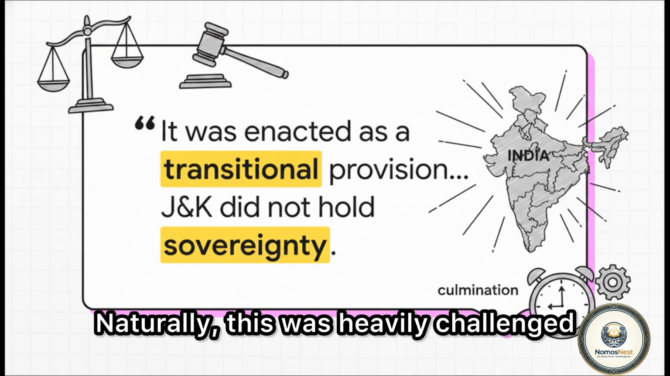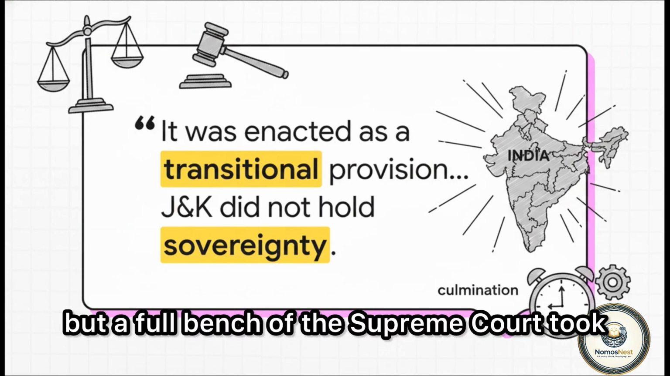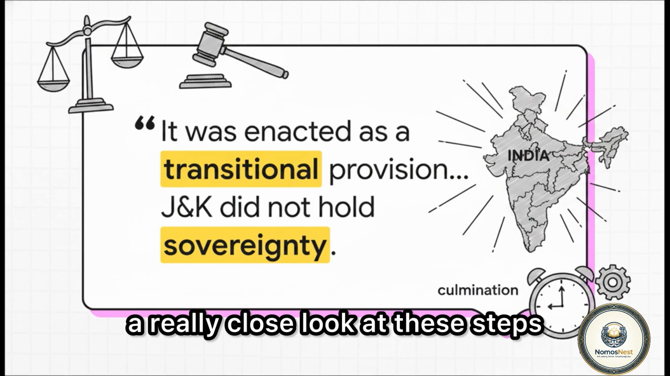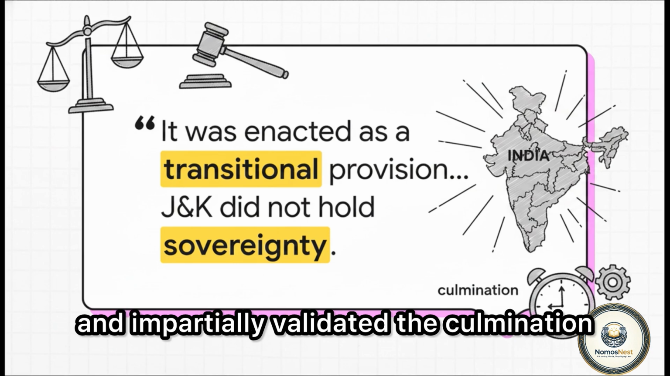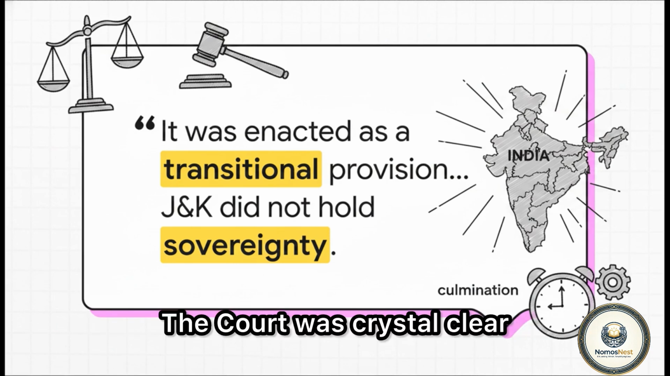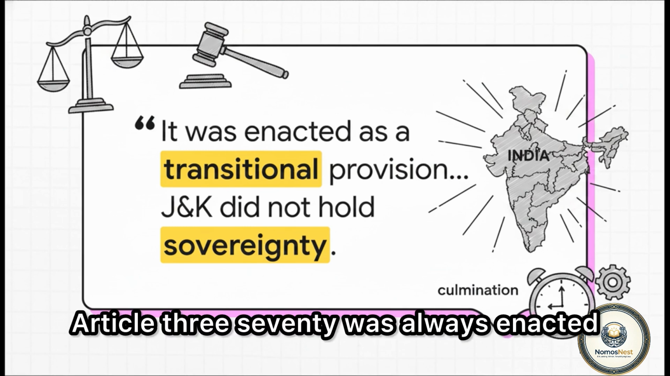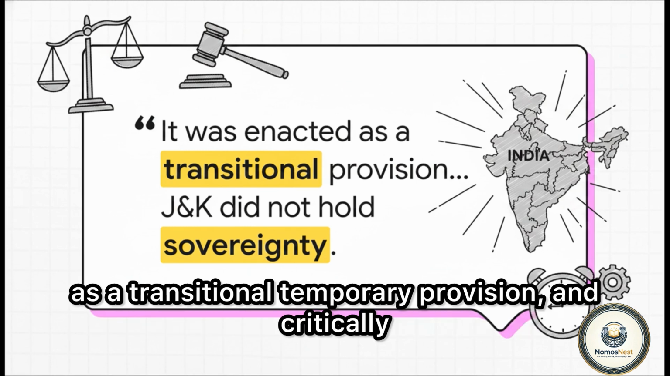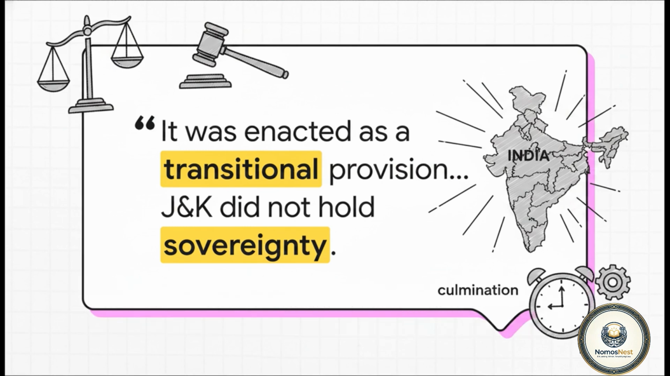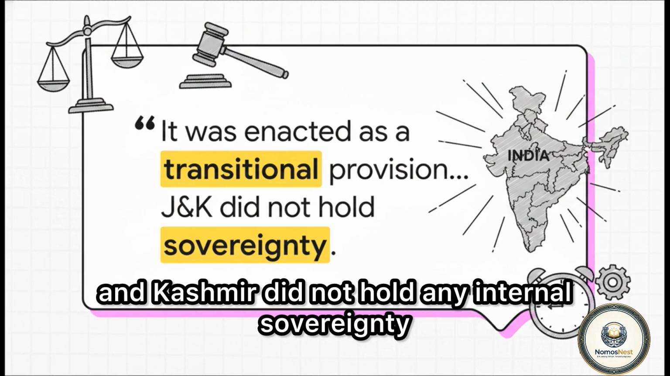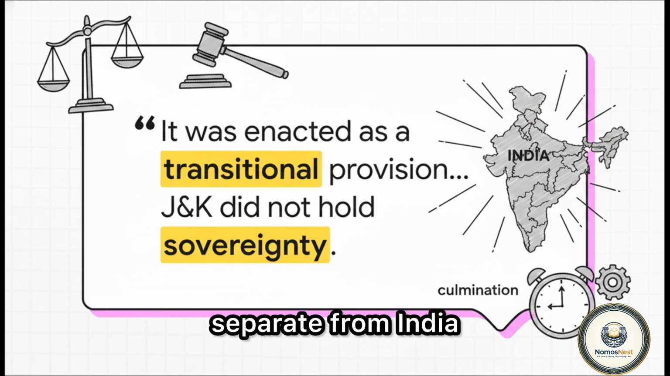Naturally, this was heavily challenged, but a full bench of the Supreme Court took a really close look at these steps and impartially validated the culmination of this integration process. The court was crystal clear. Article 370 was always enacted as a transitional, temporary provision, and critically, they stated that Jammu and Kashmir did not hold any internal sovereignty separate from India.